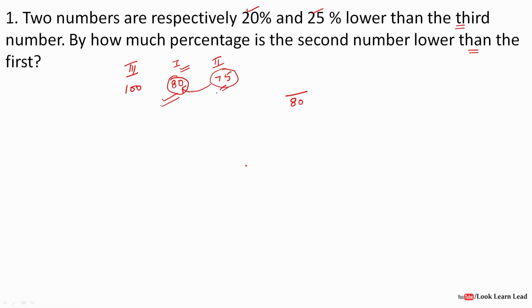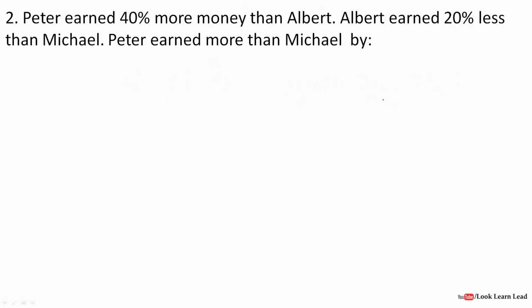So what is the difference between 80 and 75? It is 5. So it would be 5 by 80 into 100. When you solve it, you would get 25 by 4, which would be equal to 6 and 1/4, since 6 4s are 24 and 1 would be the remainder. So it would be 6 1/4%. You can just cancel it out, it will be 25 by 4 only. So this is how it is solved. Let's move on to the next question.